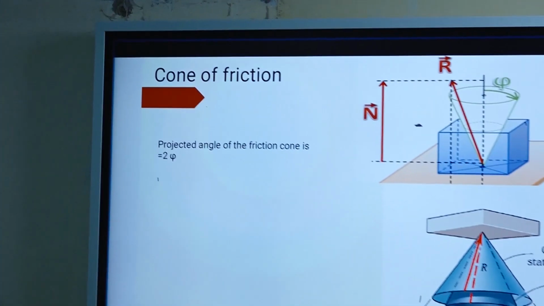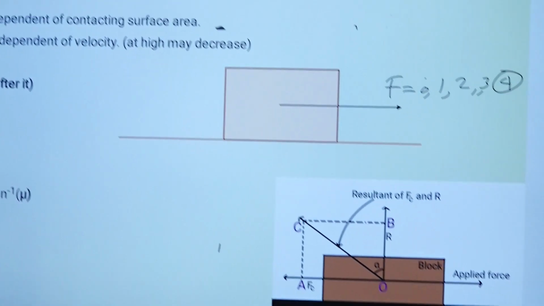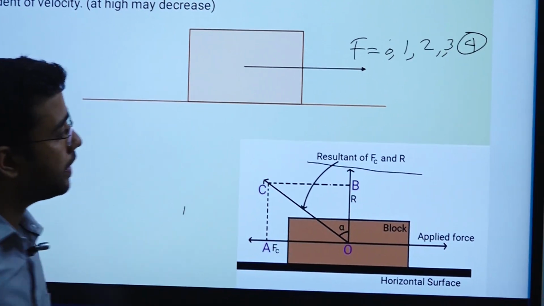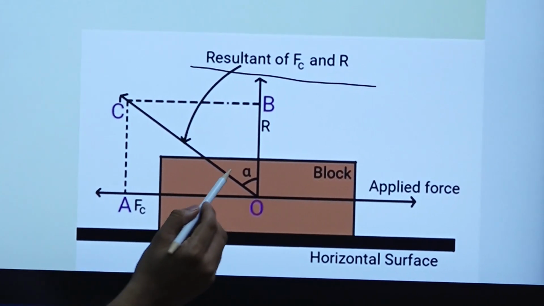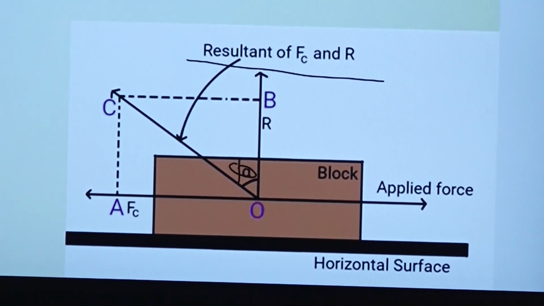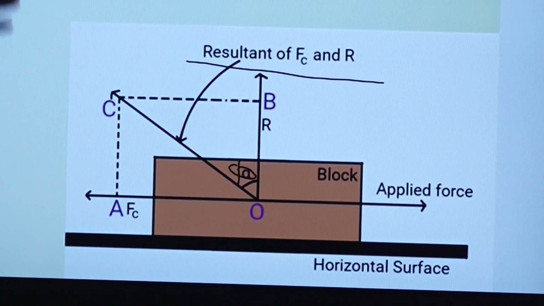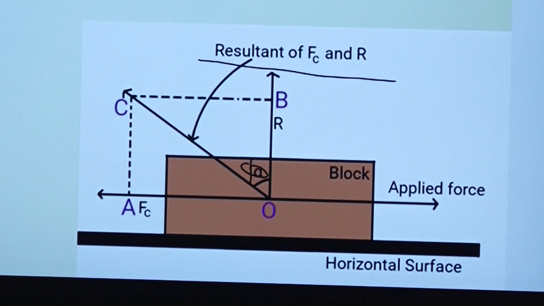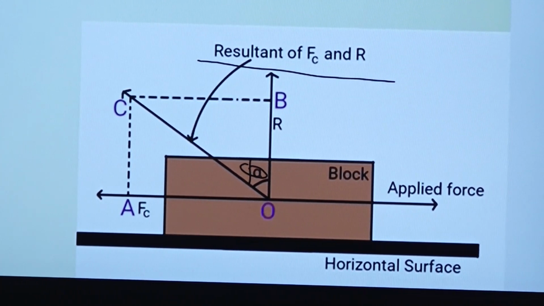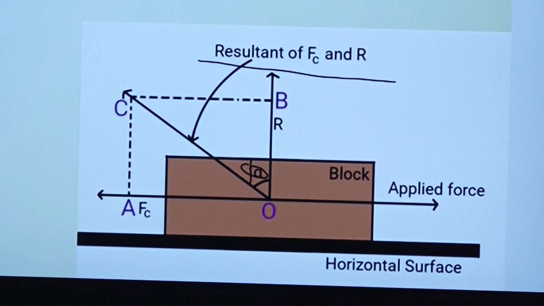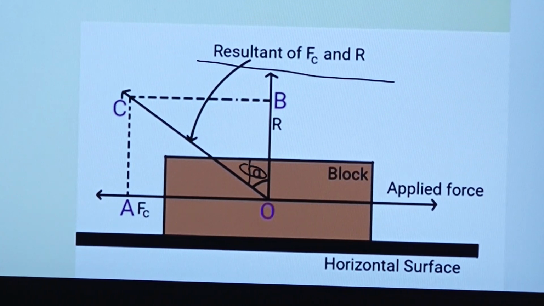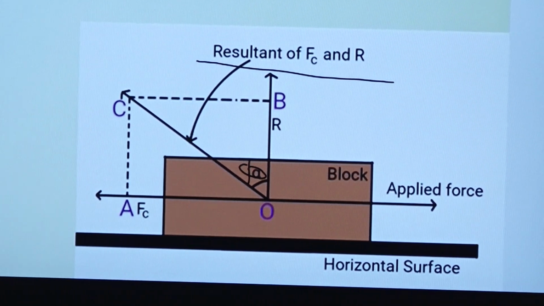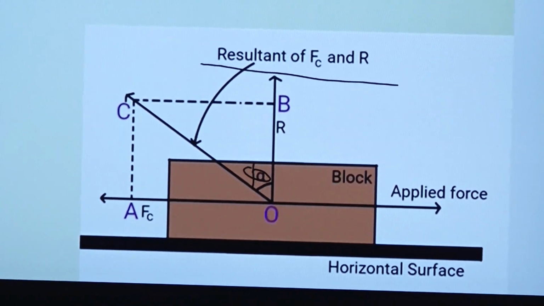Okay, so now the cone of friction. We have this diagram here, the resultant of Fc and R. This is the resultant force. This is not alpha, it is phi. Suppose we have a block and we apply a force here, it will try to move in the positive x direction. If we apply force in the reverse direction, it will try to move backward. If we apply force in this direction, it will try to move in the positive z direction.